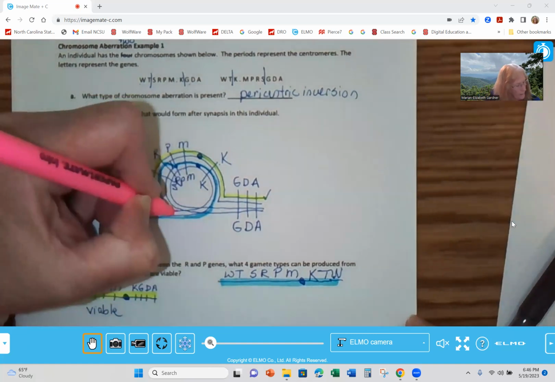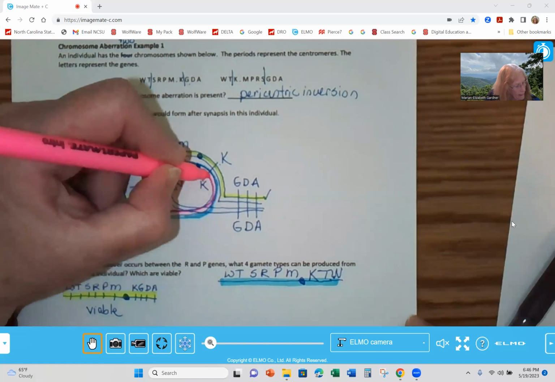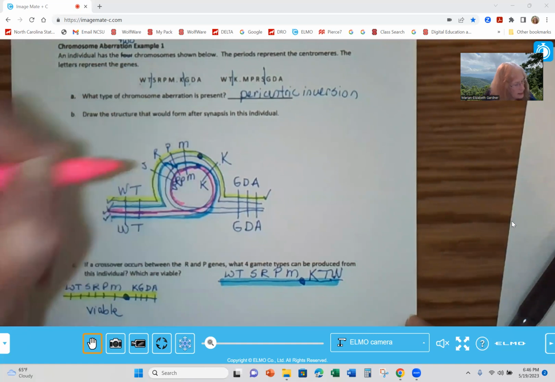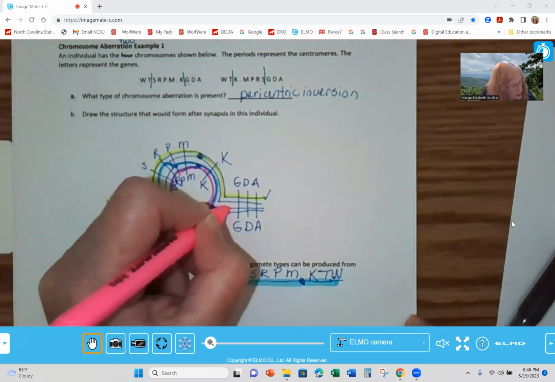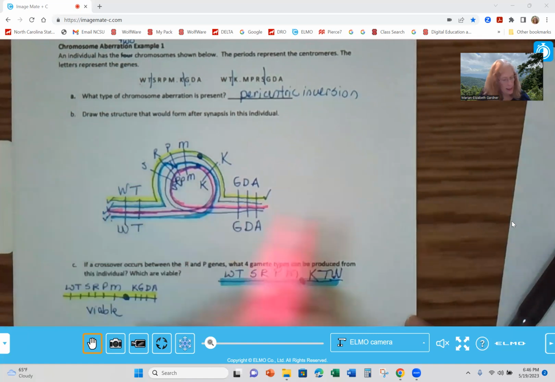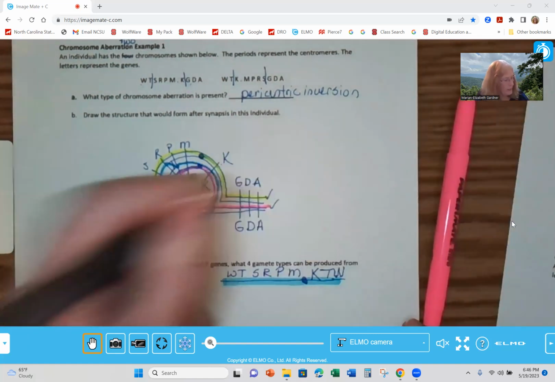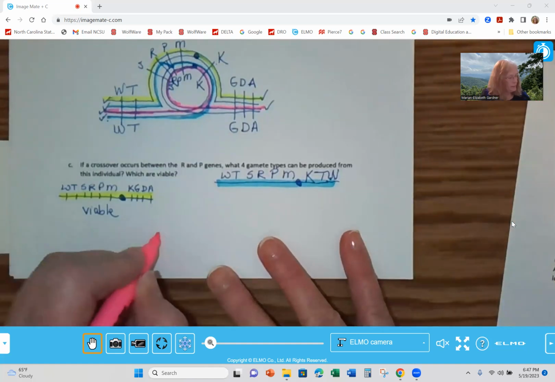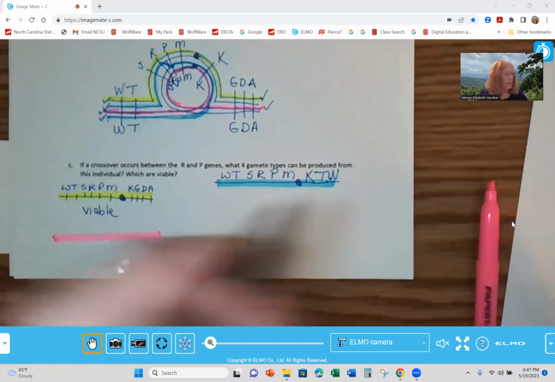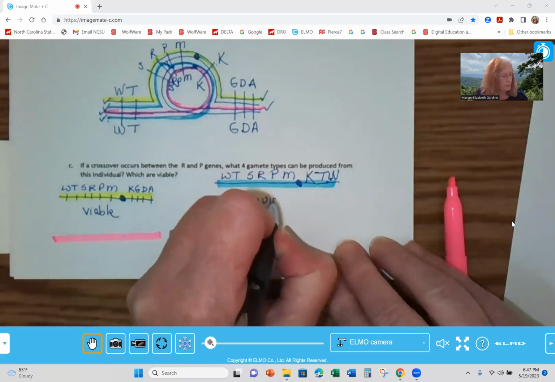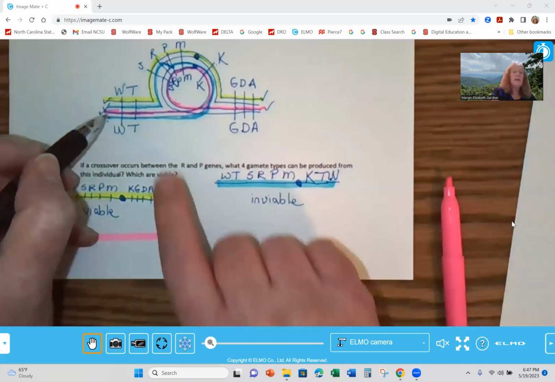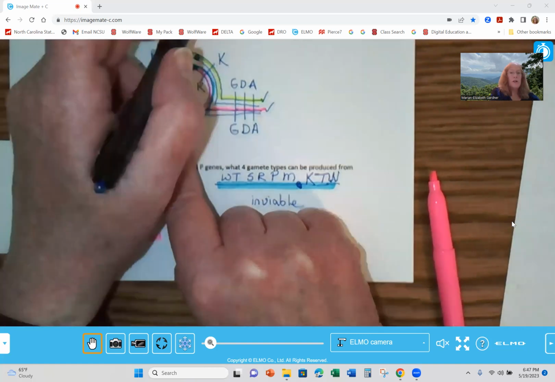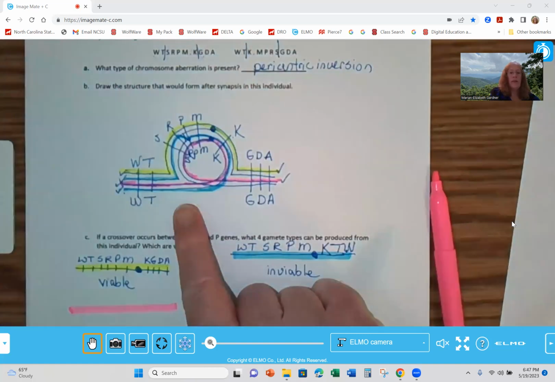WT K centromere M PRS, and this is coming to be the third line there, GDA. Let's make a line for this one. Remember, we just said this was inviable. So this one is also viable. It has 1 of every gene, and it actually has that inverted order right there.